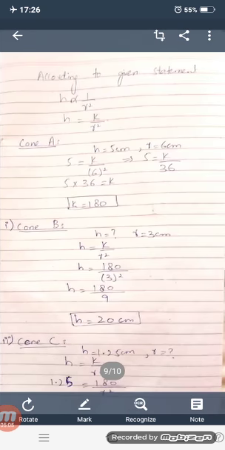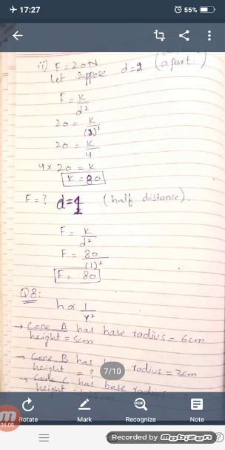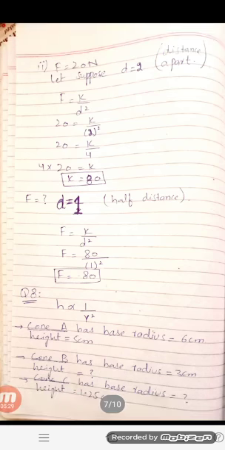First of all, we have to write the equation from the given statement, that is H is inversely proportional to base area. I am going to represent height with H and base radius with R, so H is inversely proportional to R square. Cone A has base radius 6 cm and height 5 cm. Cone B has base radius 3 cm and height unknown, question mark. Cone C has base radius unknown and the height is 1.25 cm.